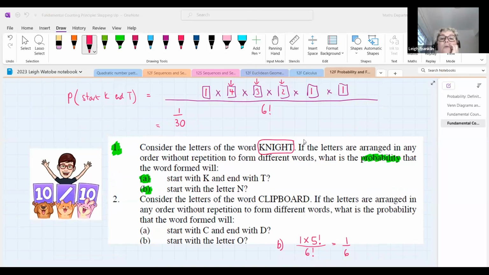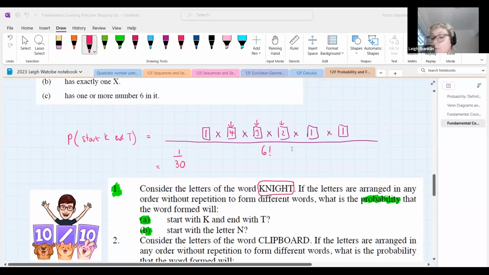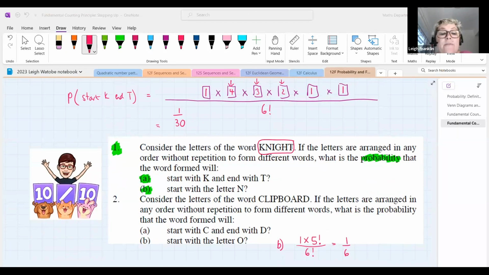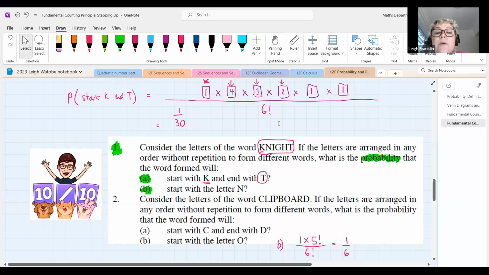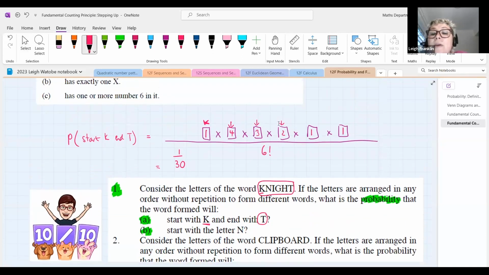Okay, so A. We are filling these blocks with letters. If the word starts with the letter K, there's only one letter K. There's only one way in which we can fill the first block, and that's with the letter K. If it ends with a T, there's only one way in which we can fill this last block, and that's with a T. That's why we've got a 1 on this end and a 1 on this end. If the K and the T are gone, there are 4 letters remaining. That's why there are 4 ways in which we can fill that second block.